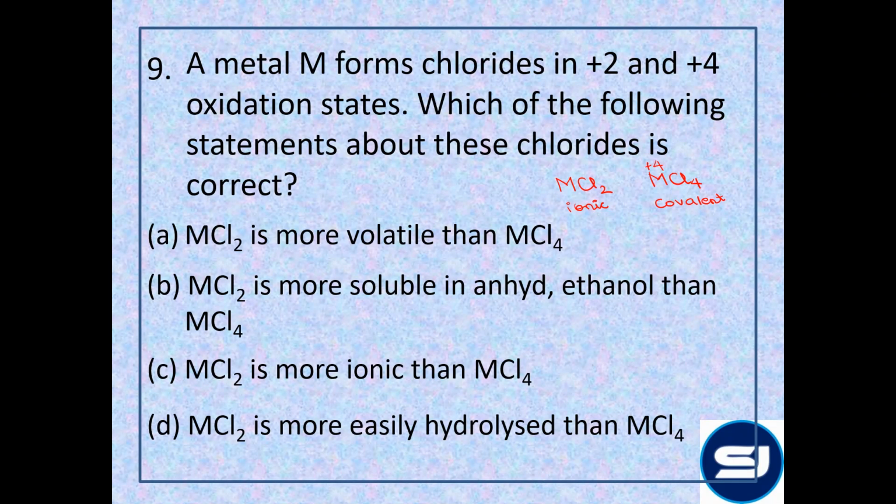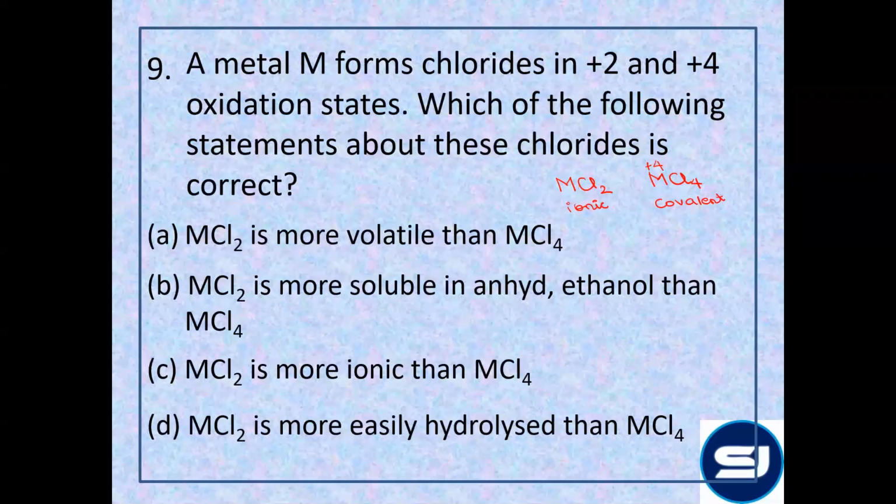अब a compound which is covalent, will it have a high boiling point or low boiling point? Low boiling point. Covalent compounds have a low boiling point. So if it is having a low boiling point, will it be more volatile or less volatile? More volatile. ठीक है, तो MCl4 more volatile होना चाहिए, not MCl2, तो ये गया.